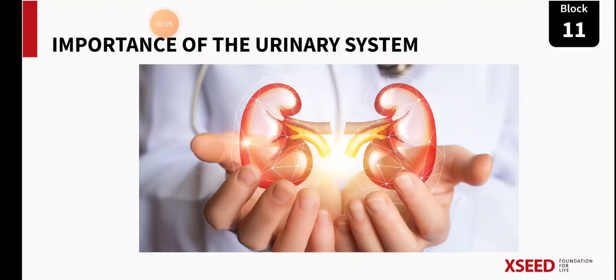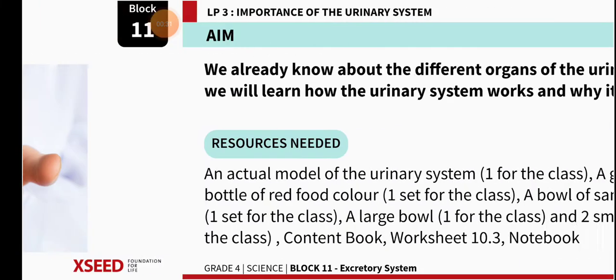In the last class you learned about the organs of excretion and the different organs in the urinary system, and how they are helping us. Today you are going to learn about the importance of the urinary system: how important it is, and what happens if we are not able to remove the waste materials from the body.